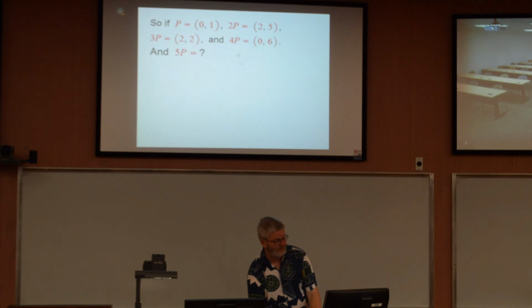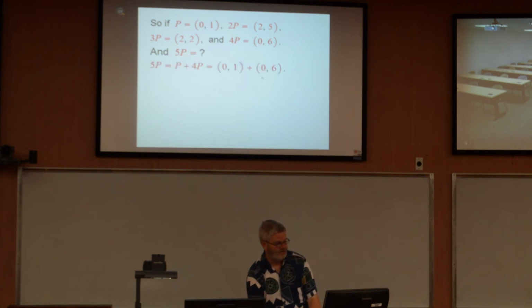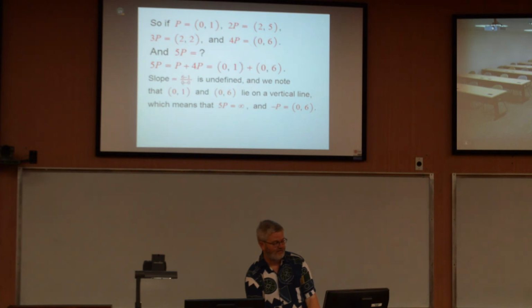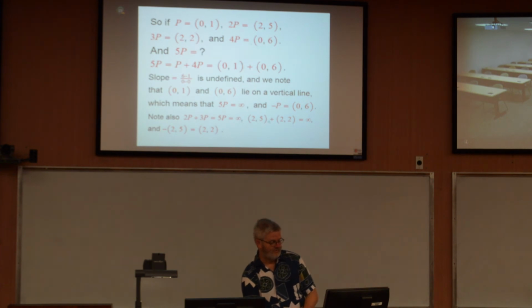So what about 5P? If you add 1P and 4P, then you're going to be on a vertical line going through the point at infinity. If you try to find the slope, it's undefined, right? So we note that these points lie on a vertical line, so 5P is infinity, and that means the additive inverse of P is (0, 6). And so 2P plus 3P is also infinity. (2, 5) and (2, 2) lie on a vertical line, so they're additive inverses of each other.